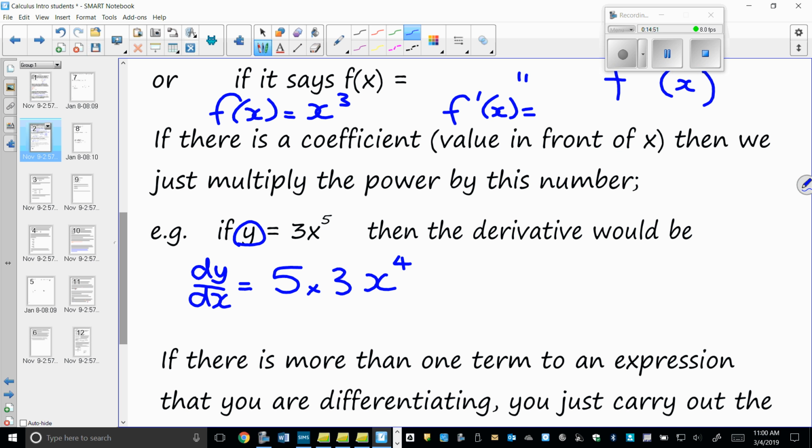Now, we wouldn't leave it like that. I'd actually work out what 5 multiplied by 3 was. Now, this is our working step. In your real exam, you can go straight to writing 15x to the 4. I'm not expecting you to write this step each time. We're doing this because there are notes, and it's the first time we meet it again. Why is it 4? Because you will always reduce this number by 1.